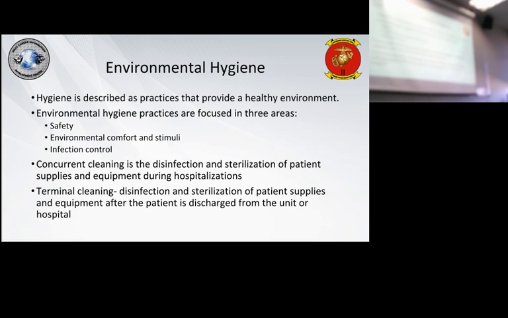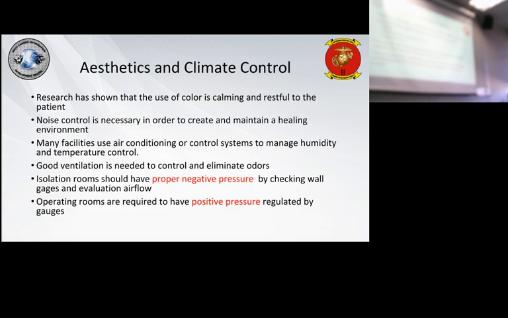Environmental hygiene. Hygiene is described as practices that provide a healthy environment. Environmental hygiene practices focus on 3 areas: safety, environmental control, and infection control. That goes back into concurrent and terminal cleaning. Research has shown the use of color is calming and restful to the patient. Noise control is necessary. Air control, humidity control, and good ventilation all help people heal. Isolation rooms should have proper negative pressure. Operating rooms are required to have positive pressure.